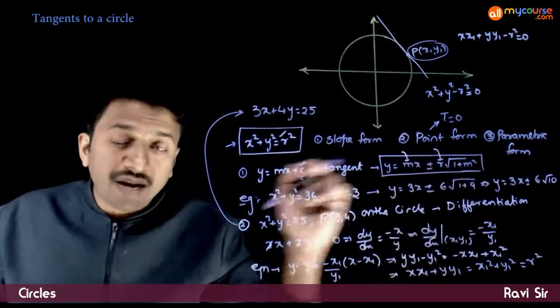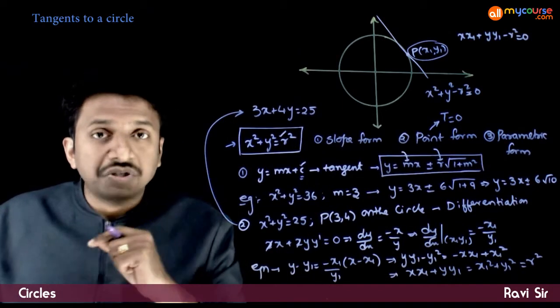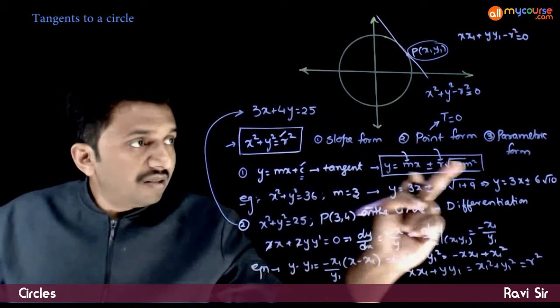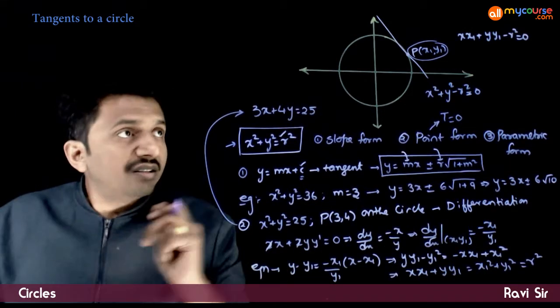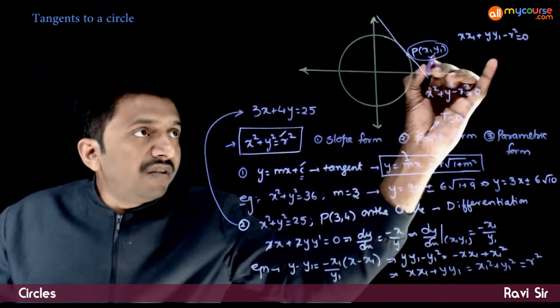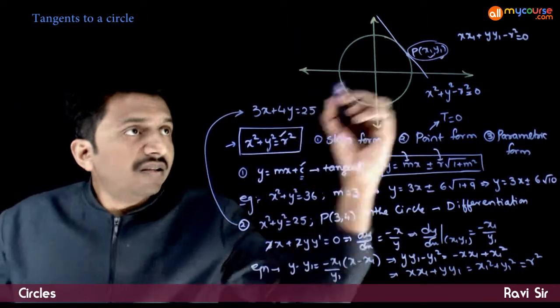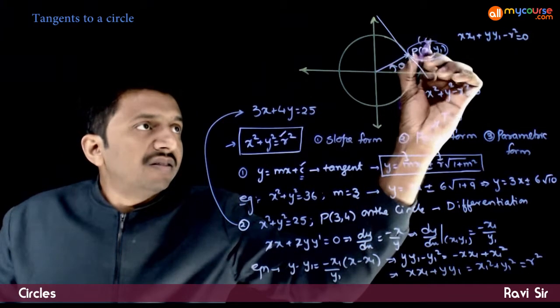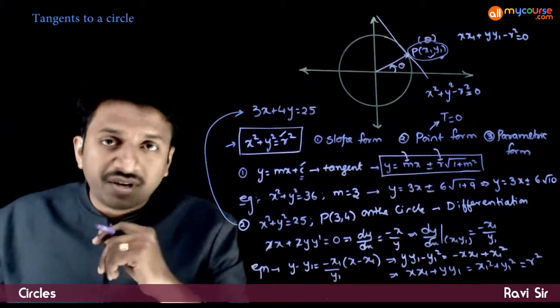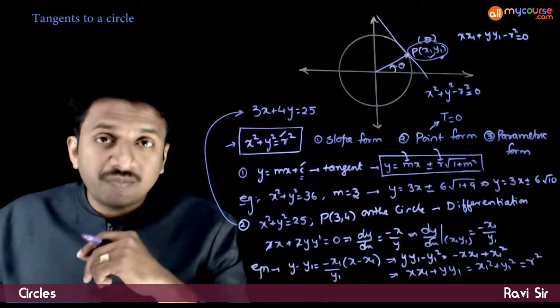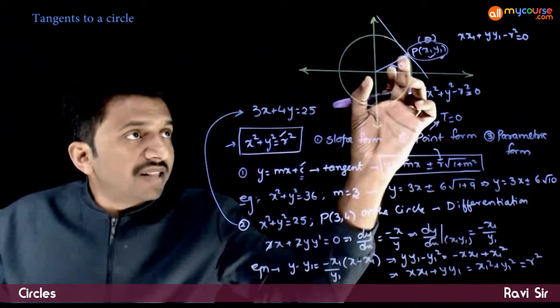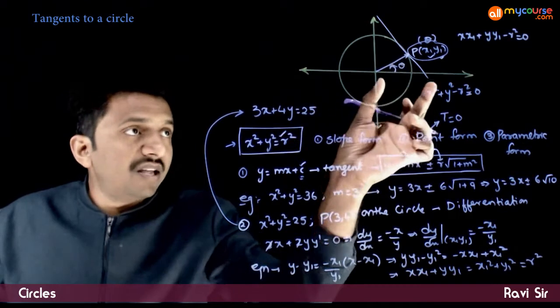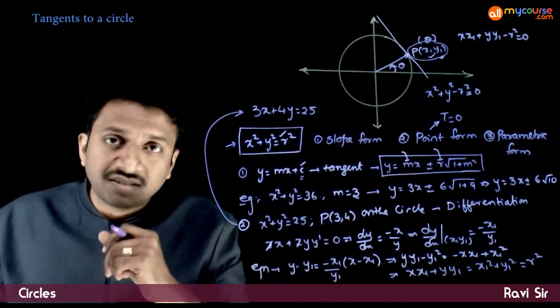Now let us go to the parametric form of the equation of tangent. Parametric form means that the point, instead of giving you the x coordinate and y coordinate, will be given by the parameter theta of this point. We have already seen what the parameter is. The parameter is nothing but the angle made by this ray with the positive direction of the x-axis.